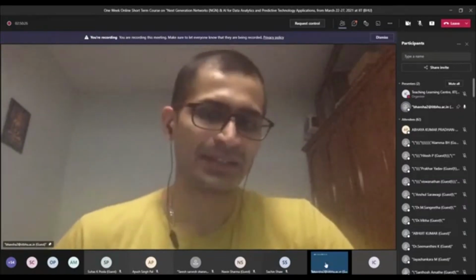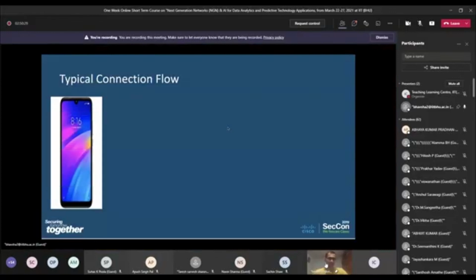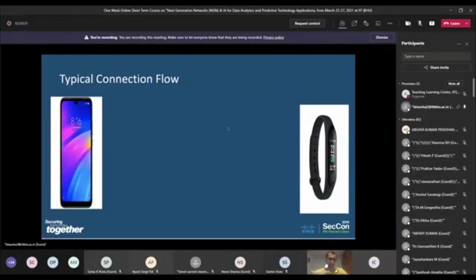Okay, now let's focus on the connection flow. So what I did was, I actually bought a FitBand device. This is a cheap one, right? Generally when we buy devices, we always look for the cheapest, on Amazon or Flipkart or anything else. But we never evaluate this from a security perspective. We always think, if it is cheap, that's best for me.